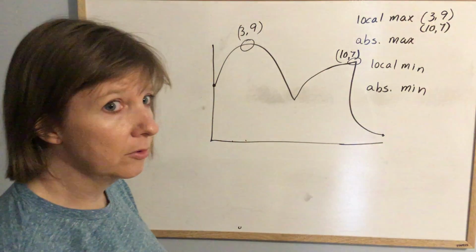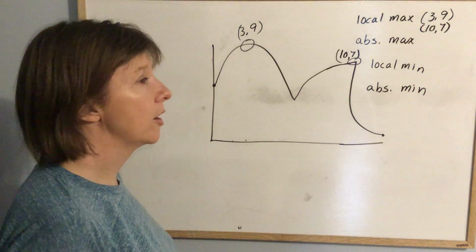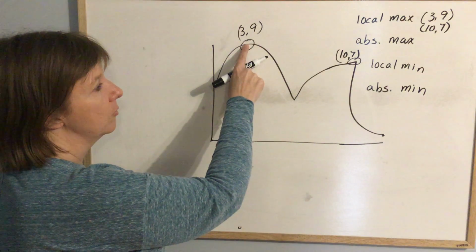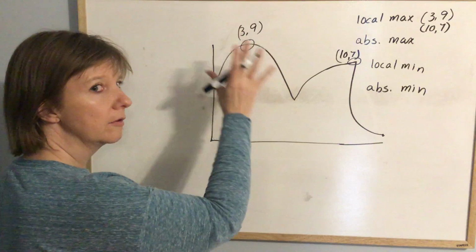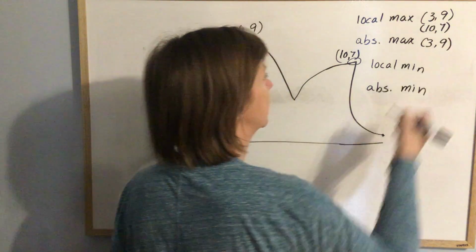Now what about the absolute maximum? Is there one? And if so, where is it? This is where, if we were in class, I'd be getting you to answer me. However, this is the absolute maximum. That is the absolute highest that the graph goes. So the absolute max is at 3 and 9.